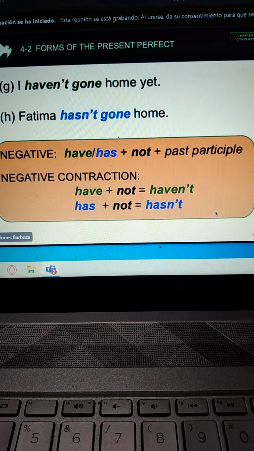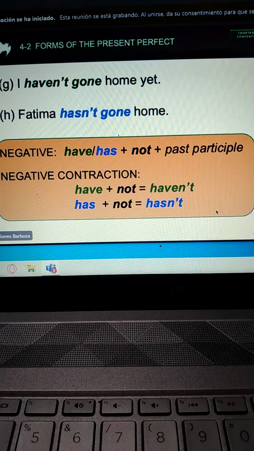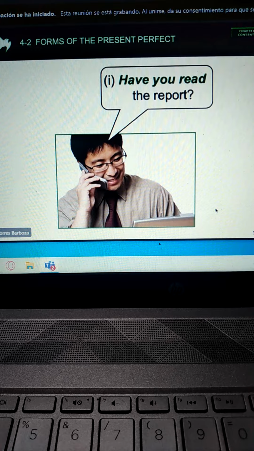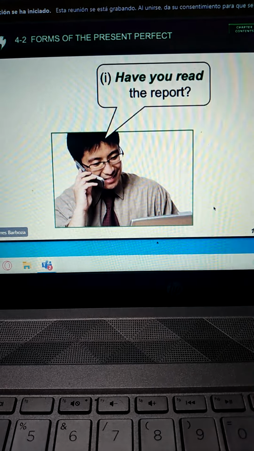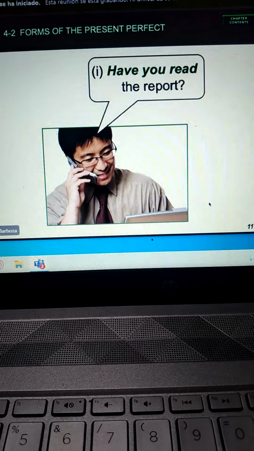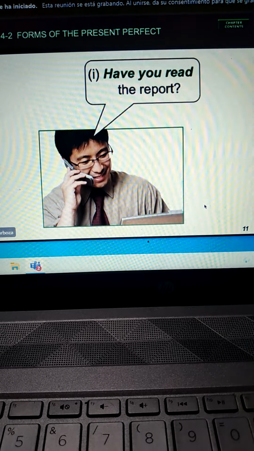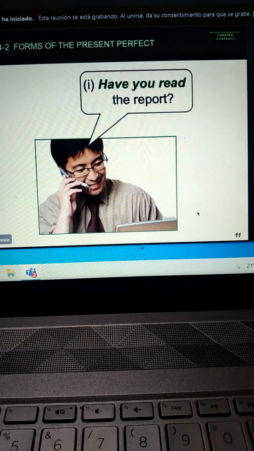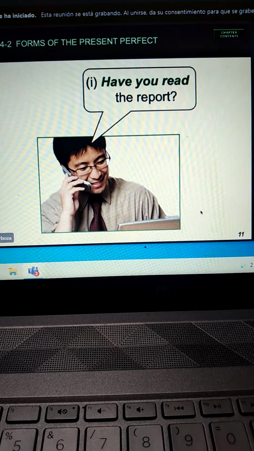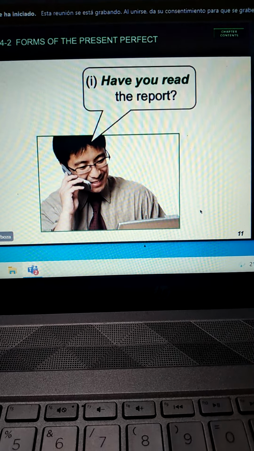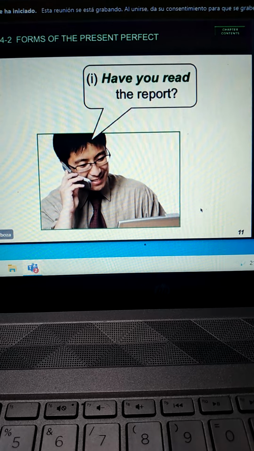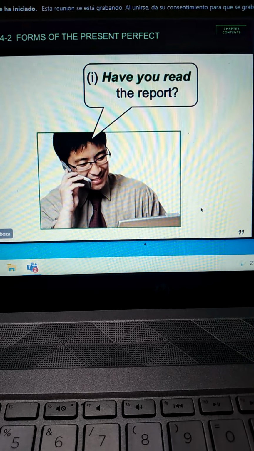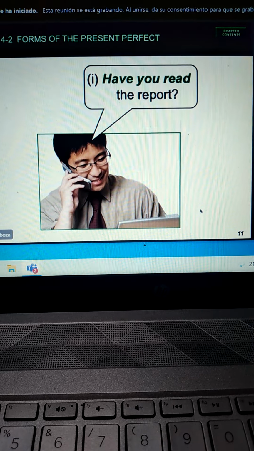What happens with questions? The questions are pretty simple. With the questions, we only have to use have or has at the beginning of the sentence, and everything will remain the same. Have you read the report? Have you read? You see? And the sentence would be, you have read the report. In a question, have you read the report?